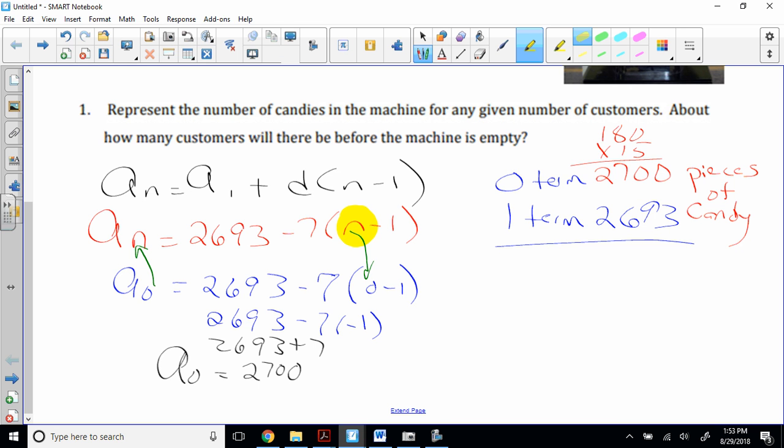So when I plug 1 in for n, what's 1 minus 1? 0. What's -7 times 0? So what am I left with? 2,693, right? So have we checked it for the first quarter? Yeah.